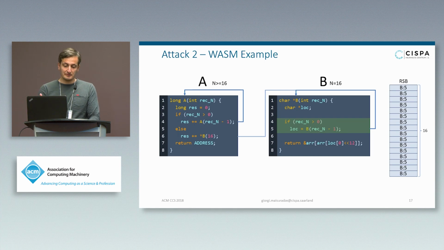So we created all B's inside the RSB, and now we return 16 times to change control flow from B to A. So what happens now is that every next n execution of the return instruction will return a value address, which is a long integer. However, function B actually expects the return value to be a character pointer.